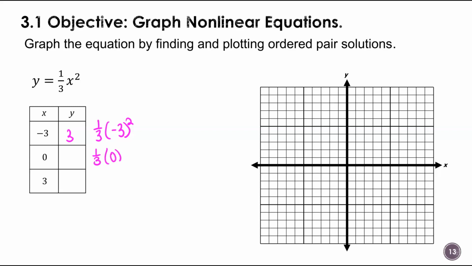When we square 0, we still get 0. So 1/3 times 0 is 0. This will be a positive 9, just like -3 squared was. So that's our point at 3, 3. Okay, so we graph each one. -3, 3, 0, 0 is our vertex. 1, 2, 3. There's our other point. And then draw the parabola.